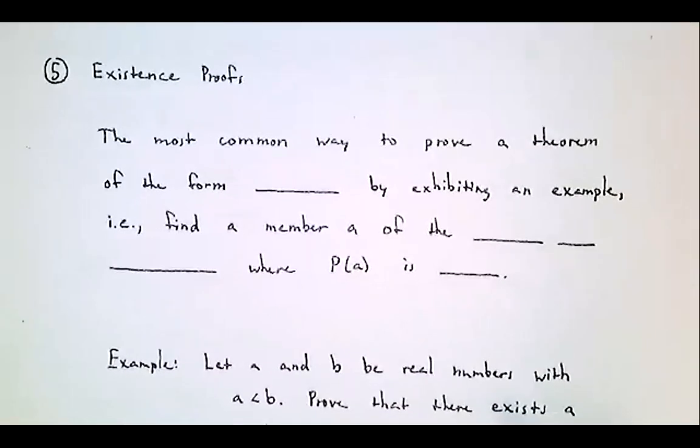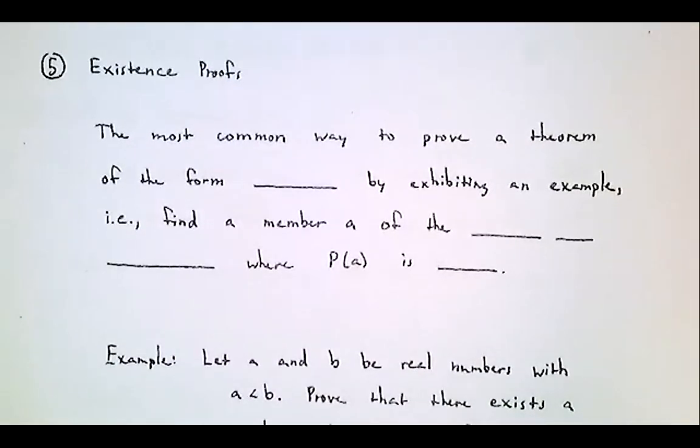Before we do the final kind of proof from the section, does anyone have any questions over what we covered on Monday? Those first four kinds of proof.